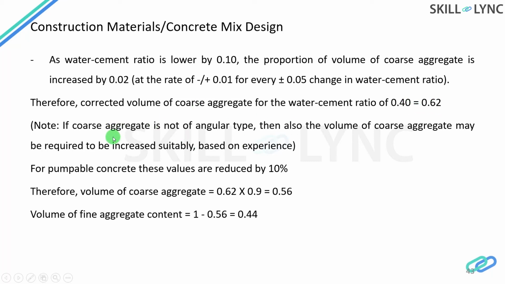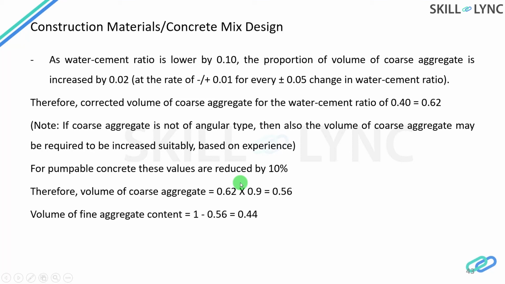And mainly we have to keep in mind that the coarse aggregate is of angular type. If it is not of angular type, then the volume of coarse aggregate should be increased suitably. So this is how we have calculated the volume of coarse aggregate and fine aggregate using the table. Next, the concrete is poured by pumping, so it is called pumpable concrete.